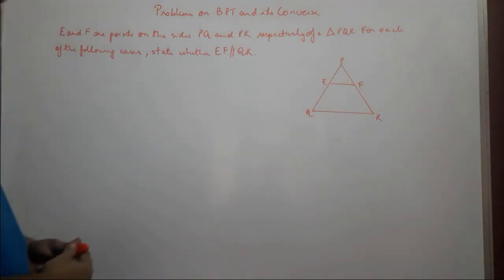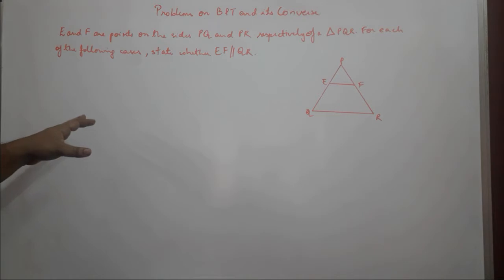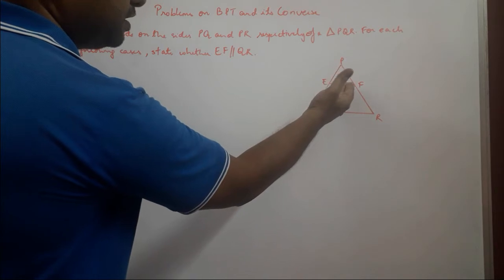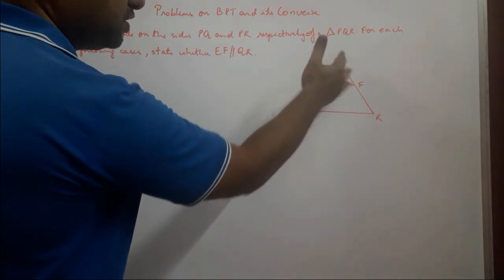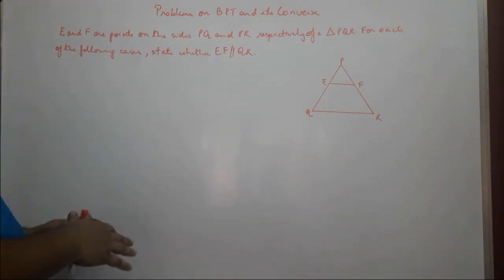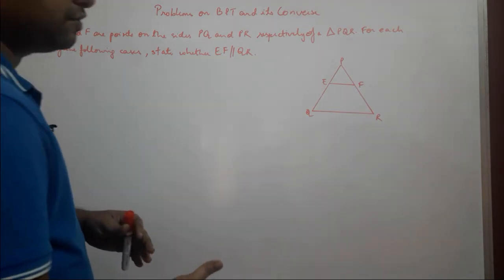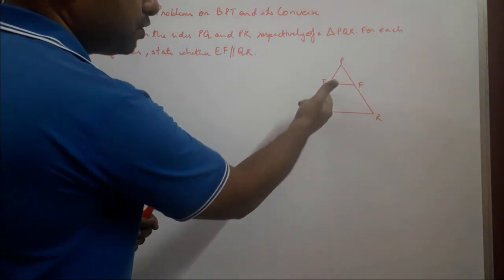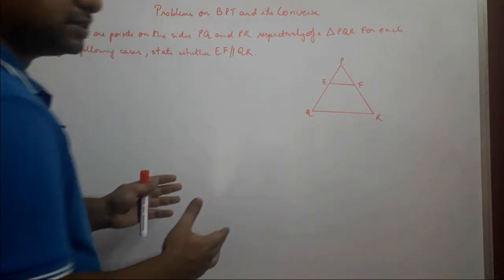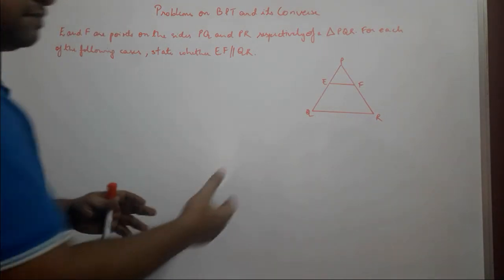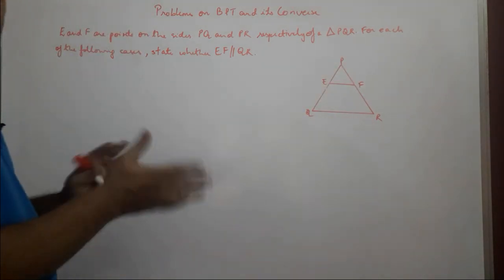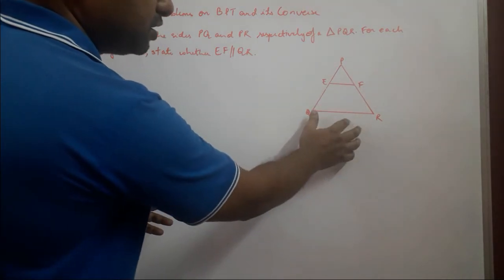parallel to QR, which means we will have to use the converse of BPT to find out, because in the converse of BPT we are not told that the line dividing the sides of a triangle into equal ratios is parallel. That is something that we need to find out. So that is what becomes a part of converse of BPT, wherein, based on the ratios, we check whether the ratios of the corresponding sides are equal. If they are equal, then yes, we can conclude that the line that divides these two sides in equal ratios is parallel to the third side of the triangle.